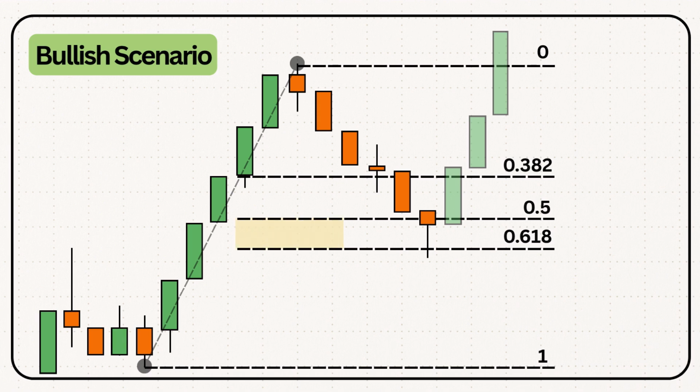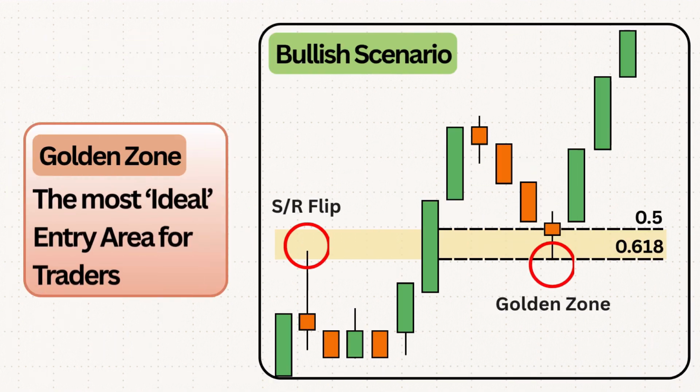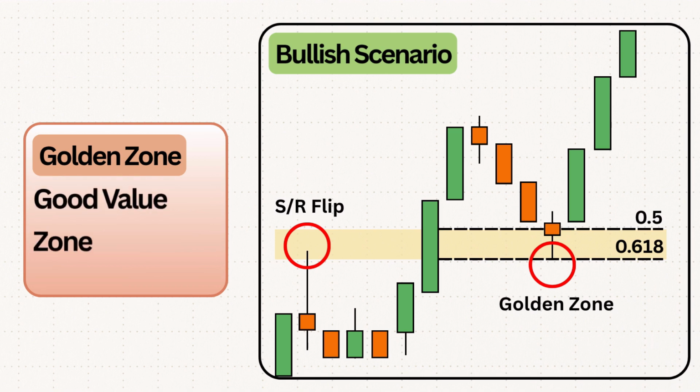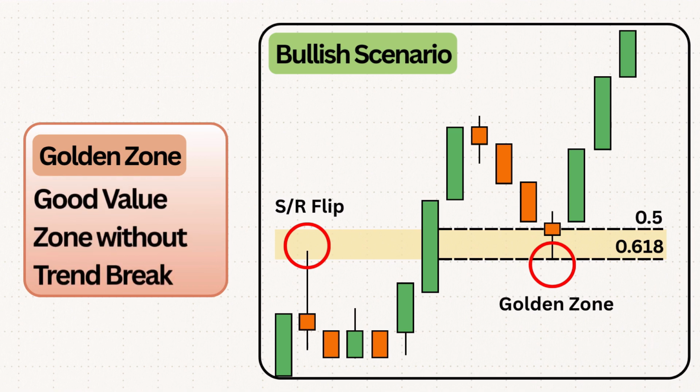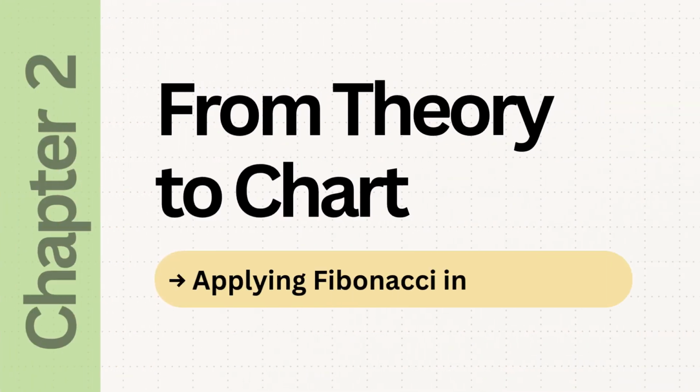But what many traders pay attention to is the area between 0.5 and 0.618, which is referred to as the golden zone. This is typically the most ideal entry for traders, especially when it lines up with other forms of confluence, because the pullback is deep enough to be at a discount, but not so deep that the trend is clearly breaking. Now that we've covered the basic concepts, let's see how this actually looks on real charts.